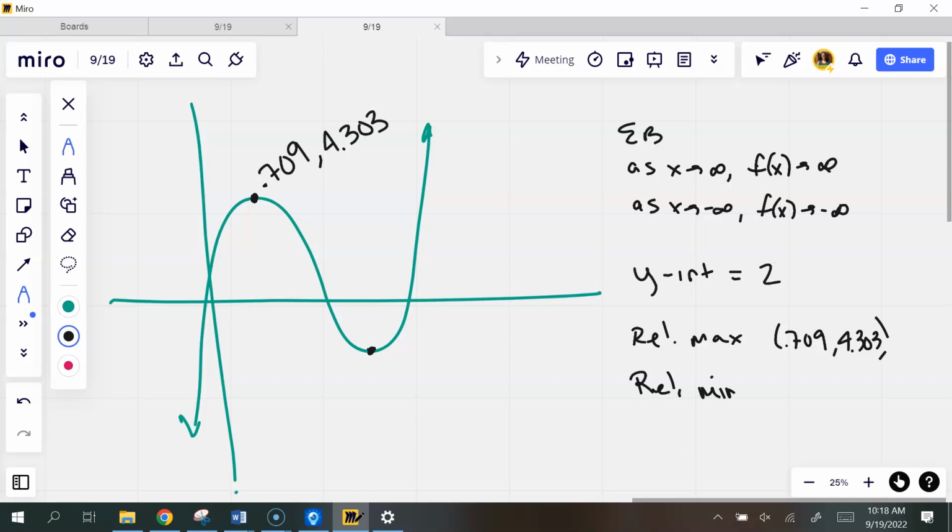Give me those coordinates, Dozier. 3.29. And what's the y? Isn't it 909 or something? Yeah. That rounds up. You should always round if you're approximating. You don't truncate, you round. That's more accurate.